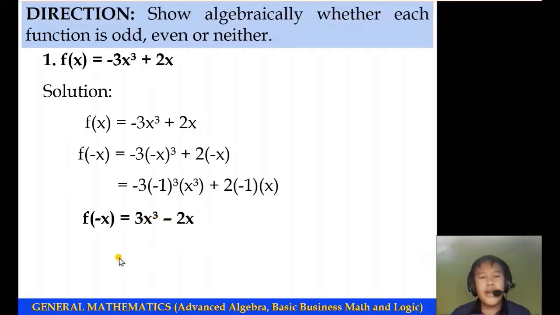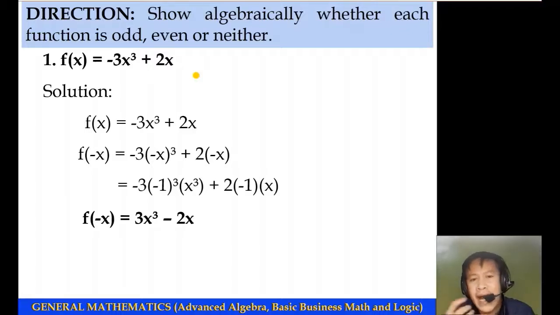Now, we are going to observe if this function is the additive inverse of this particular function. What you need to do is add mentally. If 3x cubed minus 2x plus negative 3x cubed plus 2x gives you a result of 0, we can say that these two functions are additive inverses of each other.